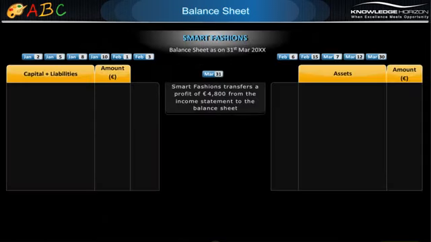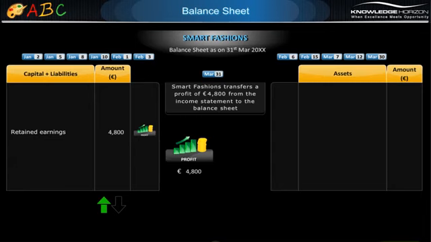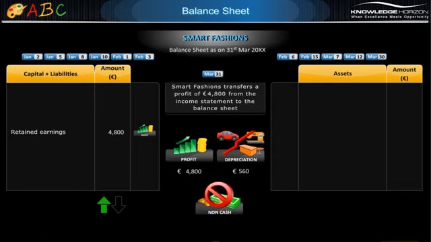On 31st March, Smart Fashions transfers a profit of €4,800 from the income statement to the balance sheet. The profits transferred to the balance sheet are termed retained earnings, which increase the total liabilities by €4,800. These profits of €4,800 are after subtracting the depreciation of €560. The depreciation is a non-cash expense. Thus, the increase in the cash balance will be the net profit of €4,800 plus the depreciation of €560.